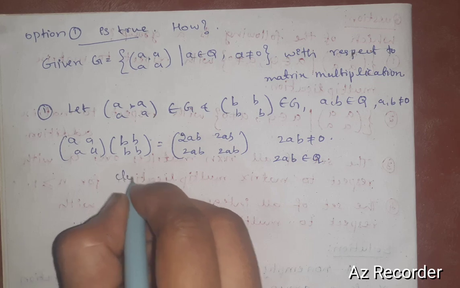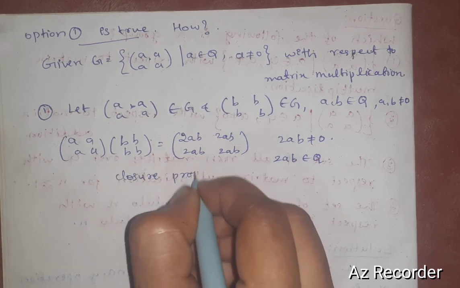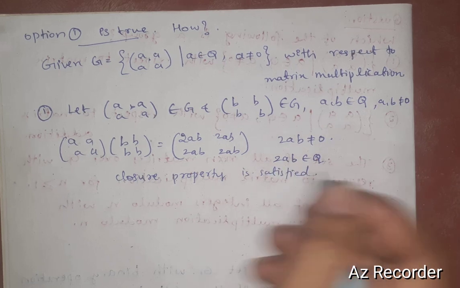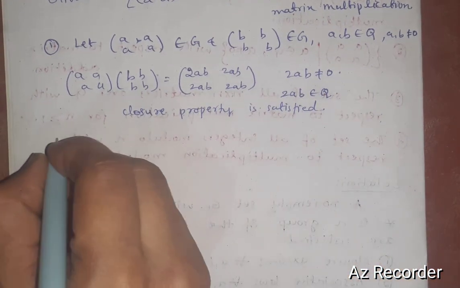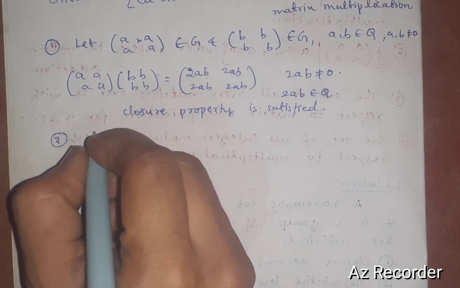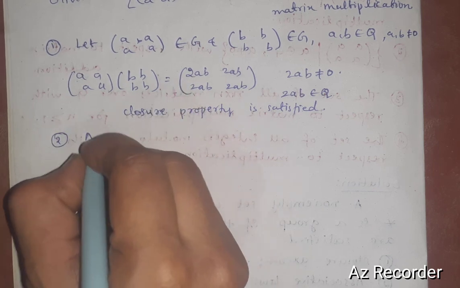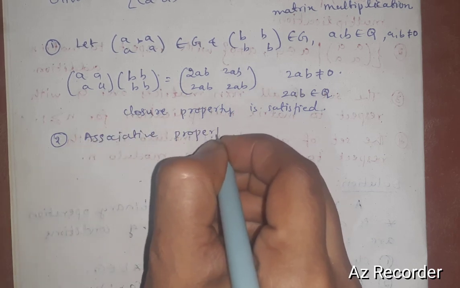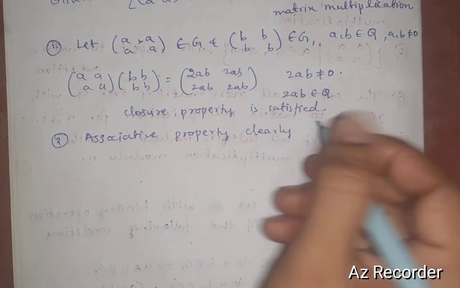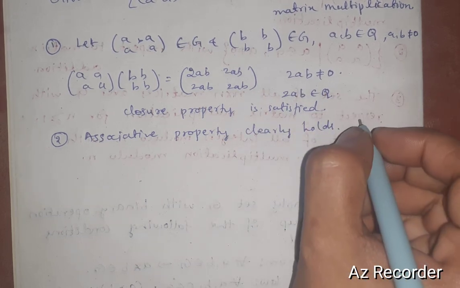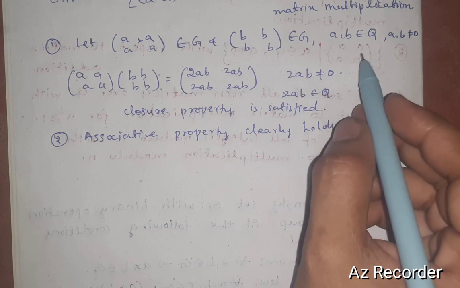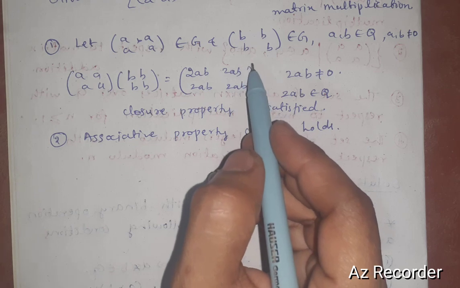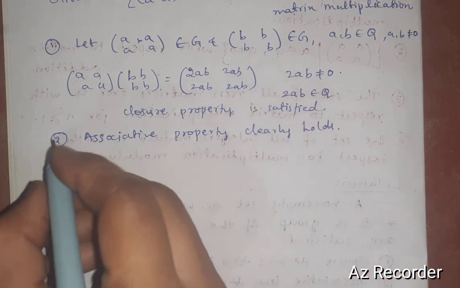Okay, closure property is satisfied. Next property, associative. Associative also clearly holds. Why? Because these are all rational numbers, and rational numbers satisfy the associativity property.